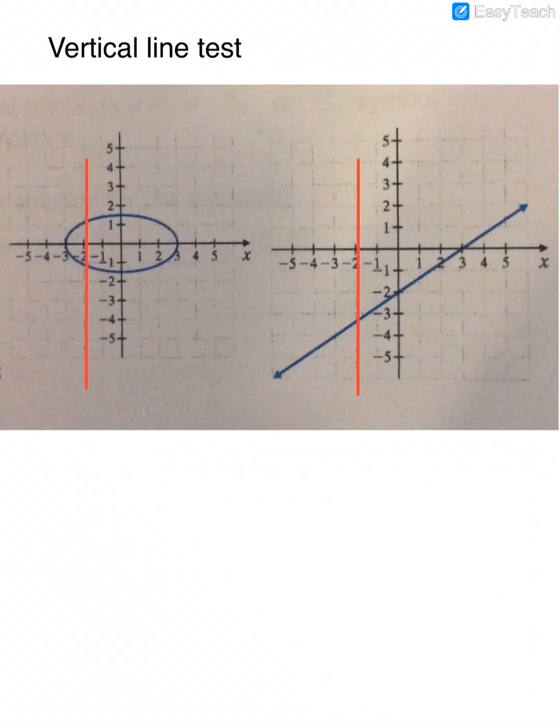And any line, as long as it's not a vertical line, would be a function. It would pass the vertical line test. So again, this is not a function, and this is a function.